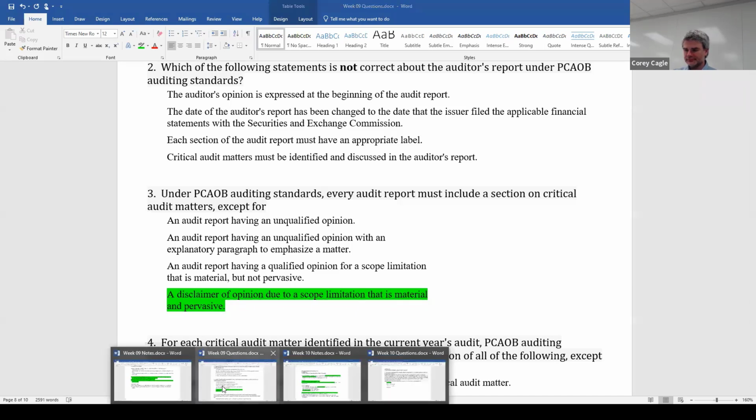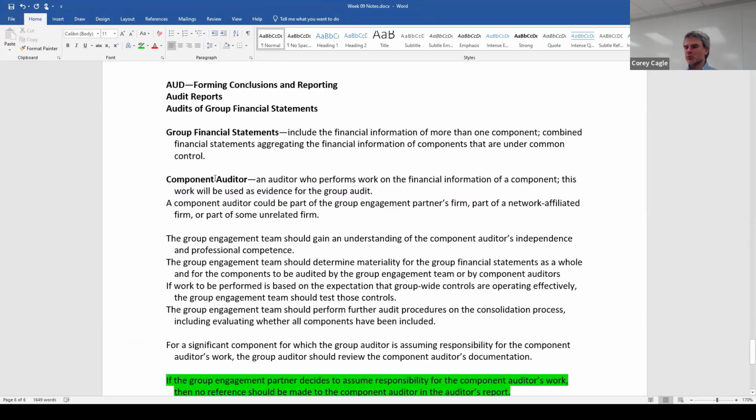Moving on. Audits of group financial statements. What is a group financial statement? That doesn't automatically click, right? So what we're talking about here is financial statements that include all that wonderful stuff you're doing on Monday nights, consolidations and mess, right?